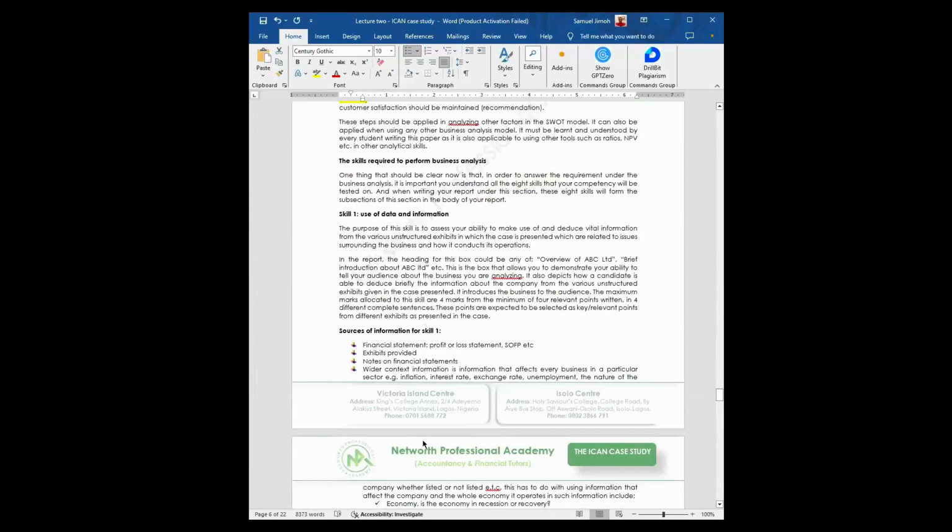All right. So let's now look at those skills, those skills that are required for you to do business analysis. What are those skills that are required for you to do business analysis?